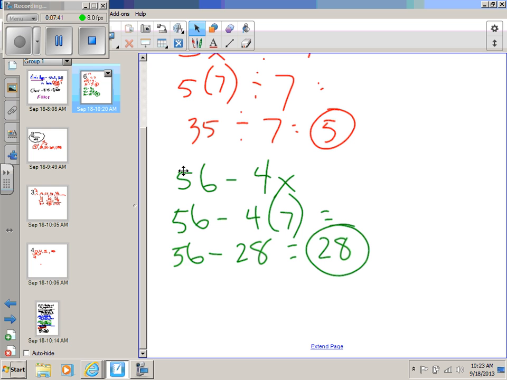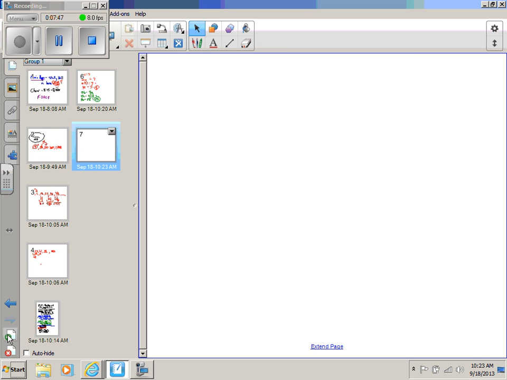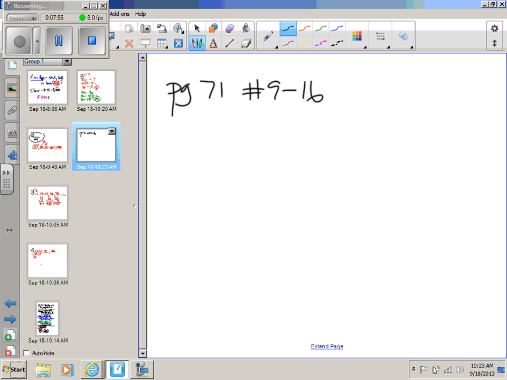On page 71, right now in class, I want you to do numbers 9 through 16 on page 71. Oh, and x equals what now? Is it going to be 7? x equals 8, so use 8.